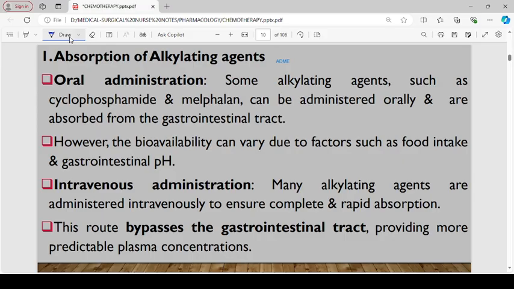Let's start with absorption. So in absorption, we have the oral administration and intravenous administration. We have some alkylating agents such as cyclophosphamide and melphalan. These can be administered orally, and they are normally absorbed in the GI tract.